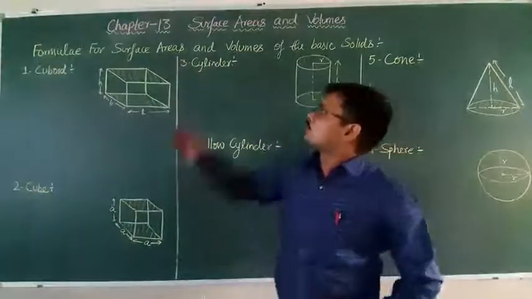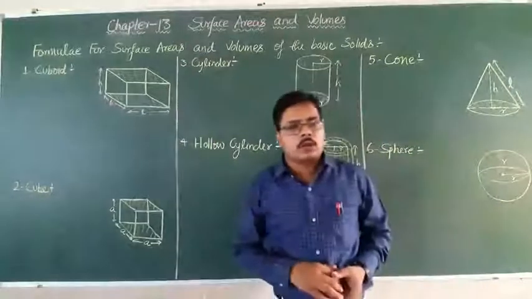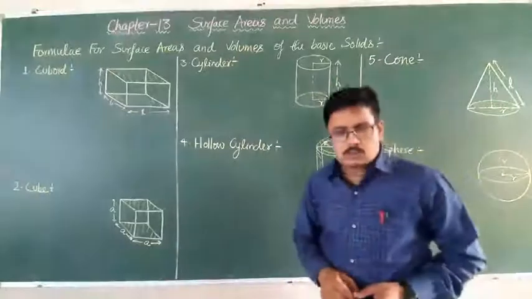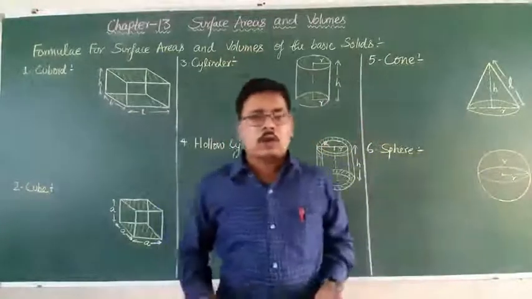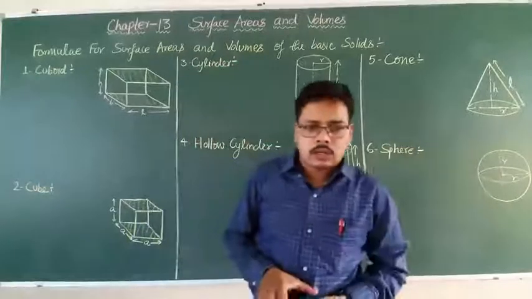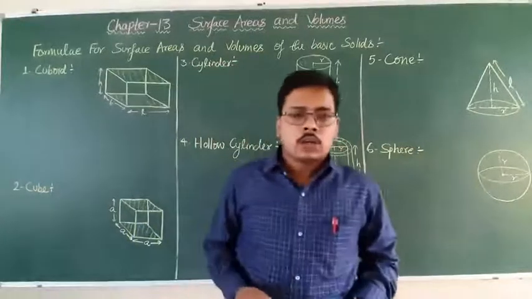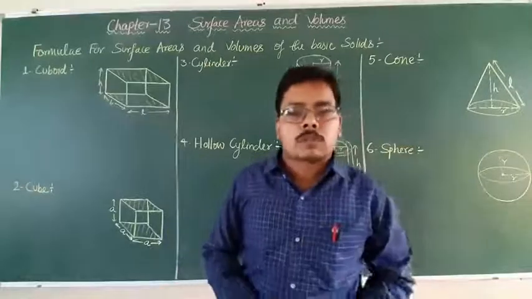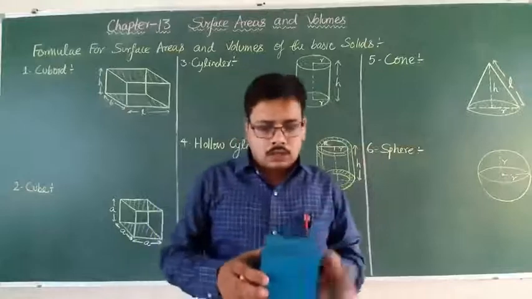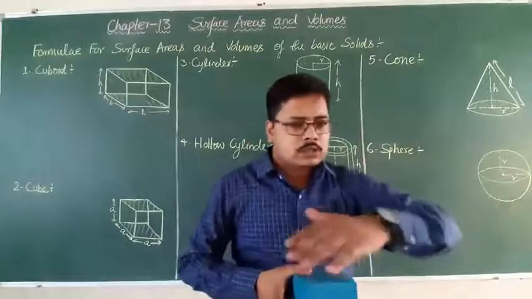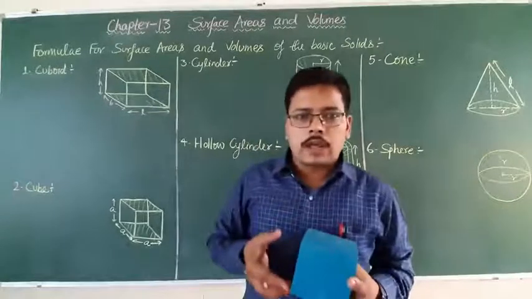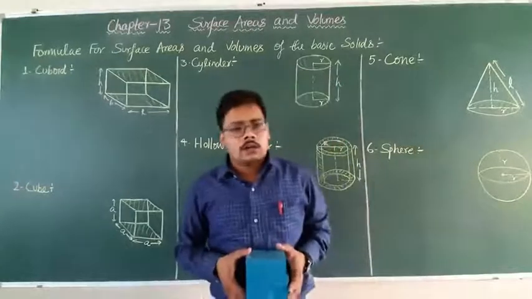Today I am going to discuss chapter number 13 from class 10th mathematics, that is surface area and volume. Surface area and volume for what? For the solids. So you know what a solid is? Solid means the figure which occupies any portion of the space. Suppose this is the object, this is the figure. It occupies any portion of this space. It has three dimensions: length, breadth and height.